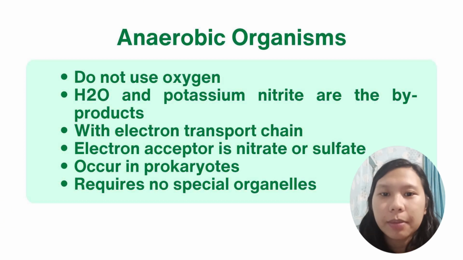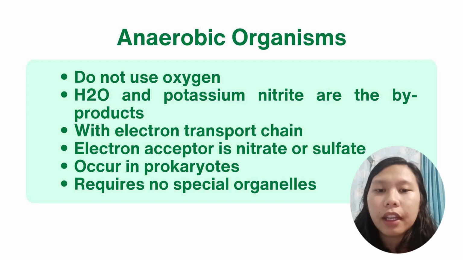In simpler terms, anaerobic organisms are those that don't need oxygen to survive. Unlike us, they use different substances instead of oxygen to generate energy. In their version of the energy-making process, called the electron transport chain, they use alternative things like nitrate or sulfate instead of oxygen. This helps them adapt and thrive without relying on oxygen.